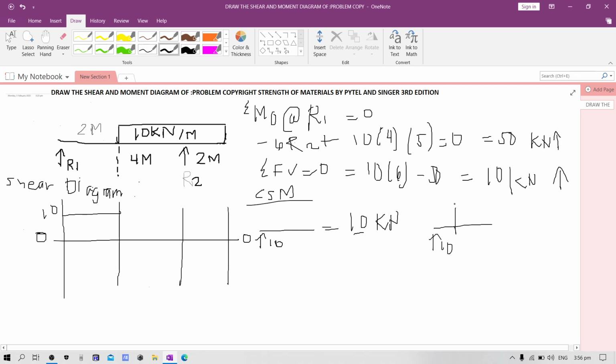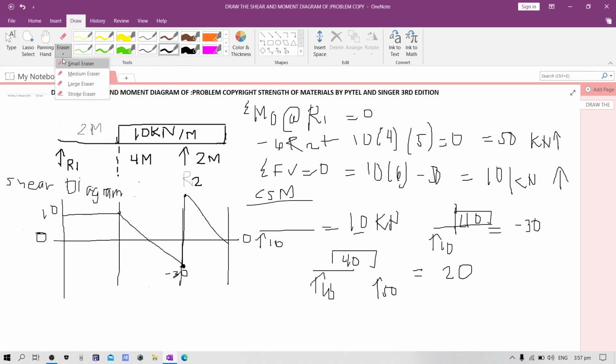Next is 10. Tapos may 40 ka dito. So 10 minus 40, that is negative 30. So bababa ka dito. So this is negative 30. Then after that, meron kang 10, meron kang 40, then meron kang 50. So that will give us 20 kilonewton. So akyat ka dito. So let's just say ito yung 20. So linear yan. Straight yan.